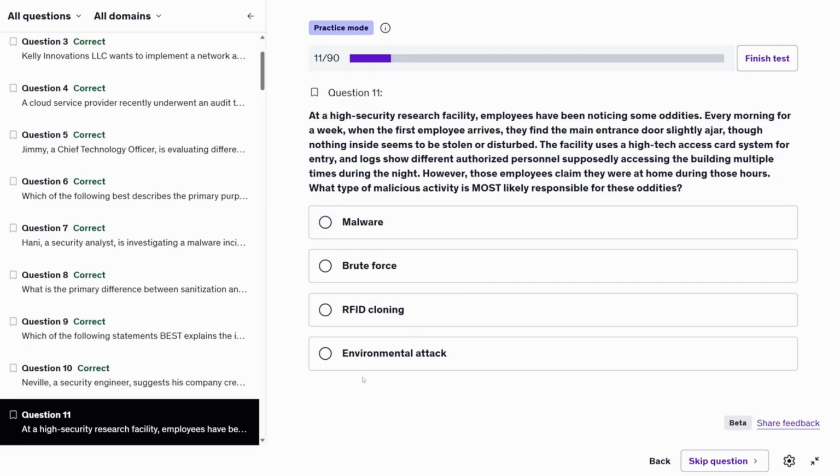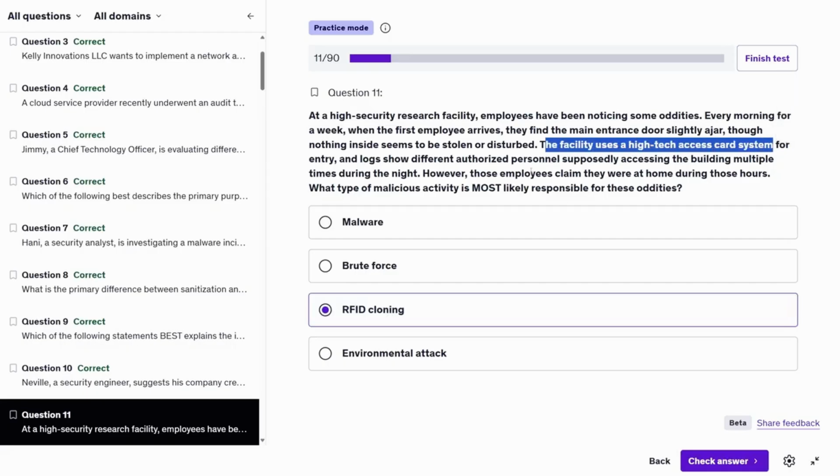And the most likely culprit here, based on our other options, is not going to be some kind of computer-related thing. It's going to be RFID cloning. I'm getting that answer based on the high-tech access card systems. If the employees are home, then that means there could be duplicates of these.